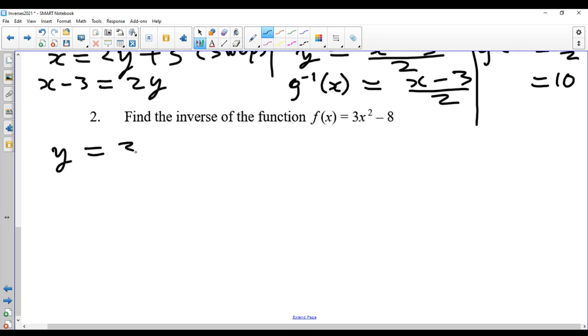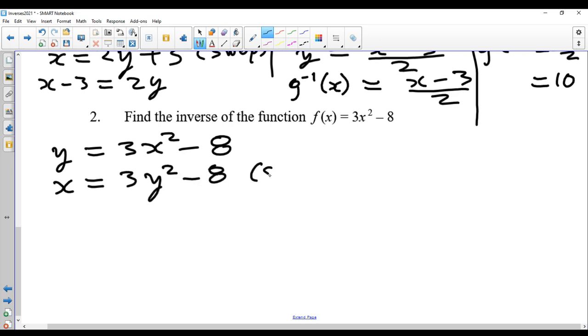So y equals 3x squared minus 8. And then we said we would swap the x with the y. So x equals 3y squared minus 8. That's where the swap happens. Now, let's go through the process of isolating the y. That's our goal. Then we can put it as the inverse function.